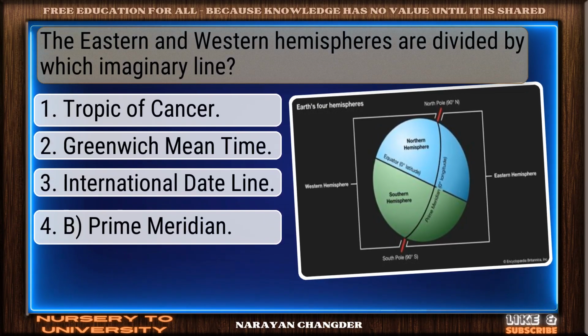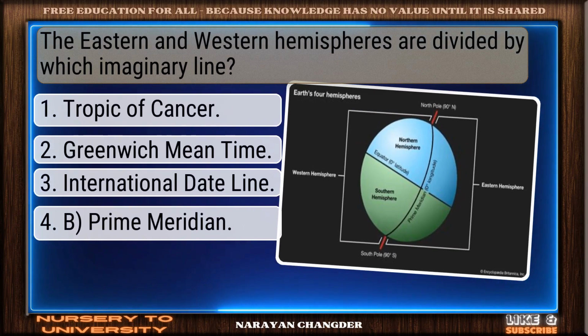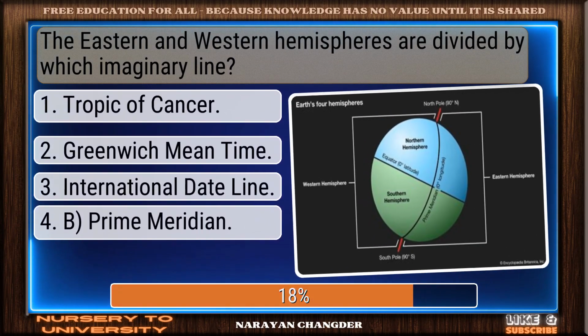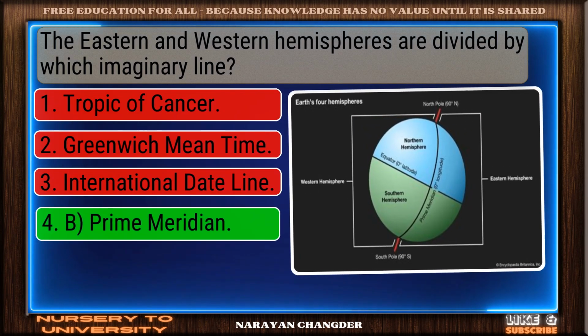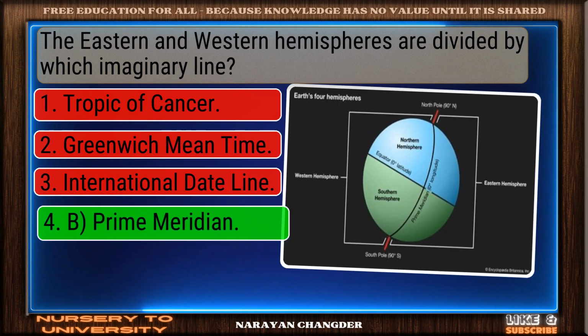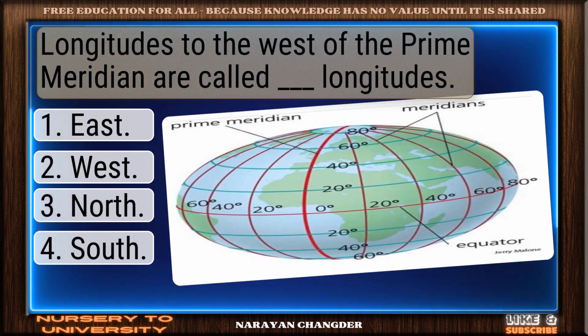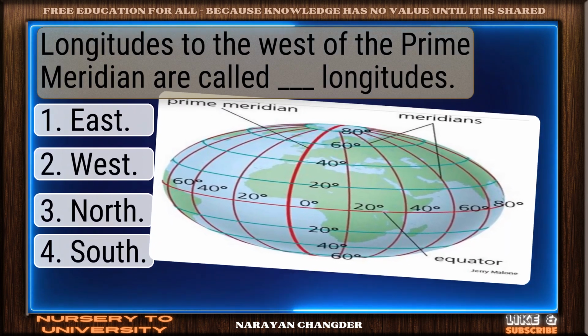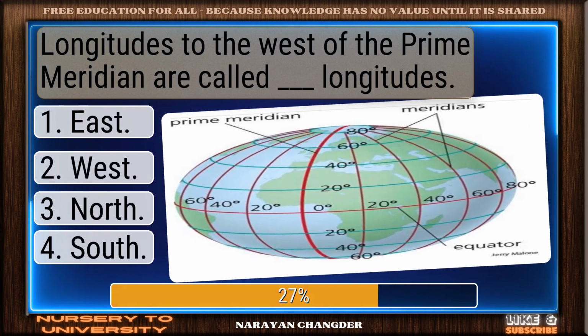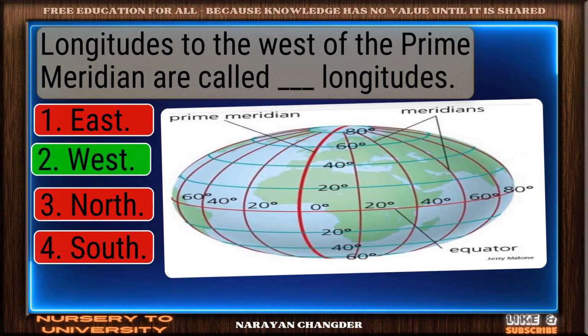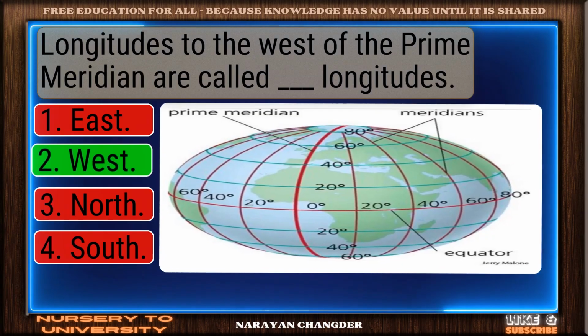The eastern and western hemispheres are divided by which imaginary line? On track. B, prime meridian is the correct answer. Longitudes to the west of the prime meridian are called dash longitudes. Correct. West is the right answer.